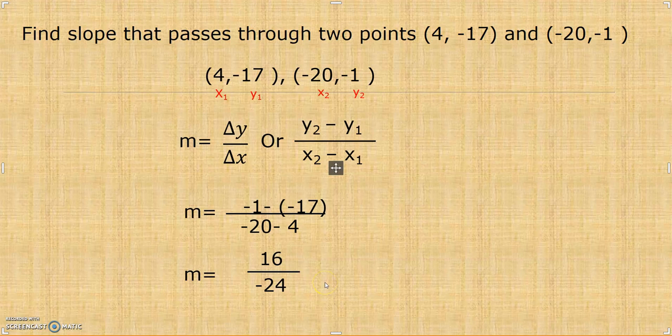Then reduce to the simplest form. Since 16 and 24 are both divisible by 8, we will divide them by 8. So 16 divided by 8 is 2, and -24 divided by 8 is -3. So our slope is 2 over -3.